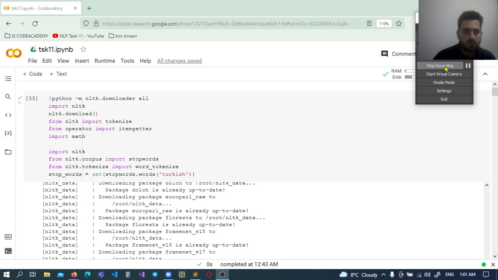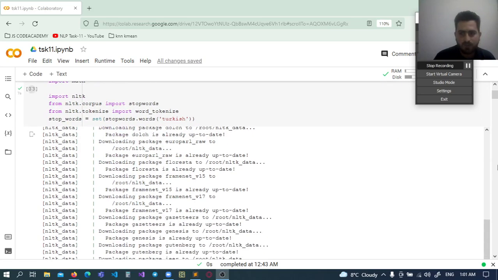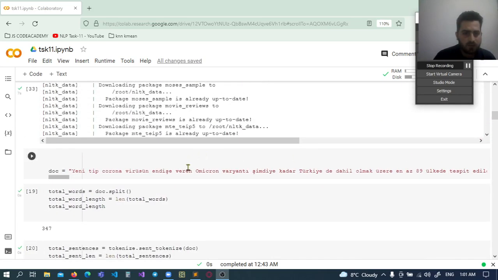So first of all, let's start by importing our libraries, which are NLTK, the math library, the sentence tokenizer and word tokenizer, and stop words for the Turkish language. After that, we are adding our document here.